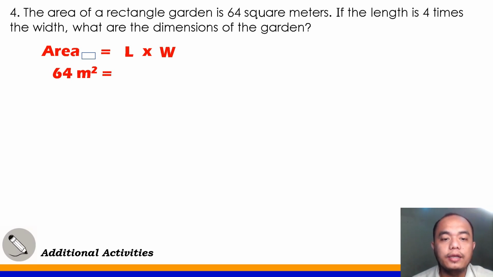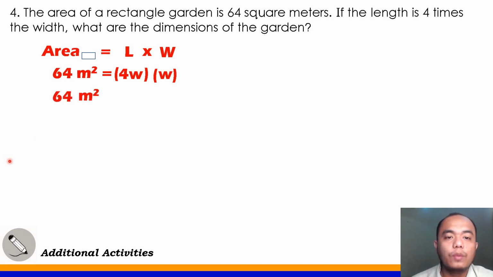How much is our L here? So length here is 4 times the width. So 4 times the width would be our length. So that will represent 4W, right? And then times, okay, we will use parentheses. Hindi na natin gagamitin yung x dito, class for multiplication, para hindi kayo malito, no? Copy W here. Okay? So we have 64 square unit or square meters.